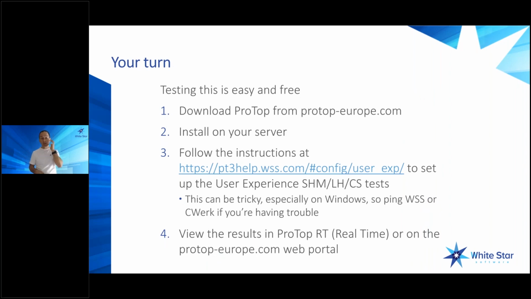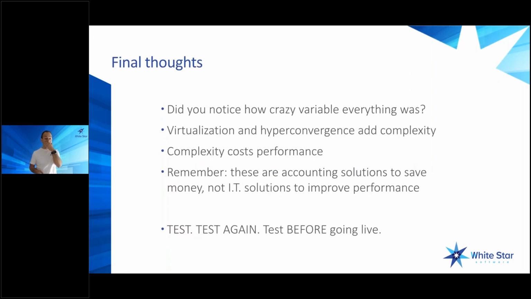So how do you do this in your office? Easy. Go download Protop from protopeurope.com, install it on your server. The instructions are right there. There's a couple of tricky points for the client server, especially on Windows. So ping us, ping James Palmer or ping me or Tom to walk you through it. We tried to document it as well as we can, but again, you might have some questions. And then you can view the results in Protop real time. That's what Tom showed you earlier in the local character UI, or you can view it on the Protop web portal at protopeurope.com.